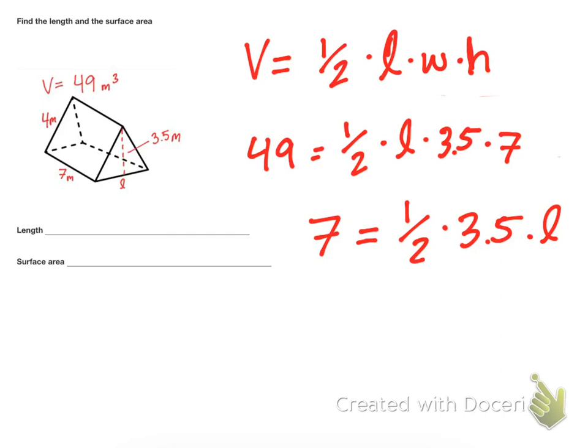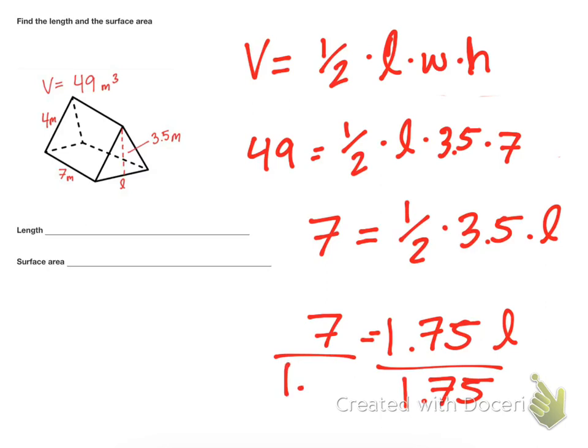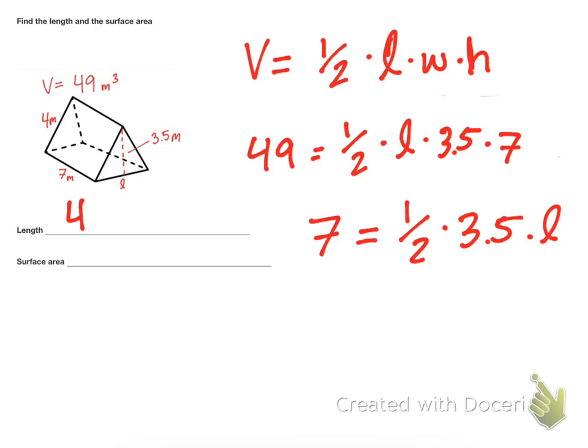So 1/2 times 3.5 gets me 1.75 length equals 7. If I divide each side by 1.75, my length is equal to 4. So I did the same thing. I just did my math a little bit messed up. I'm not quite sure how I messed up my math, mostly because I'm tired. Now we've already found what our length is.